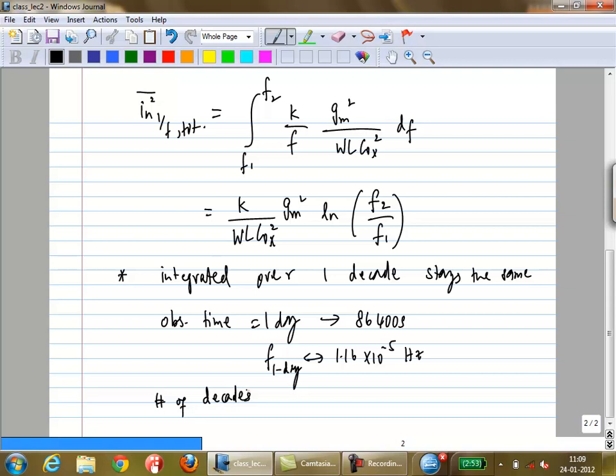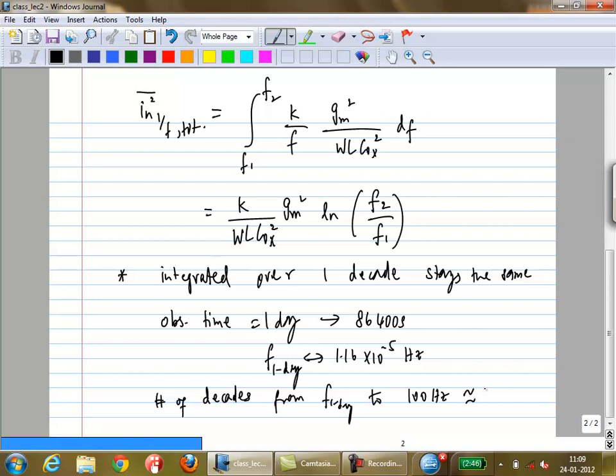Let us say we want to find out the number of decades. Originally you are going to integrate from maybe 100 hertz to 100 megahertz. How much is that? 6 decades. Now you are going to increase your observation time such that the lower end moves to 1.16 times 10 to the power minus 5 hertz. You want to find out how much extra flicker noise you add. How do you do that? We'll first calculate the number of decades from the frequency corresponding to 1 day to 100 hertz.